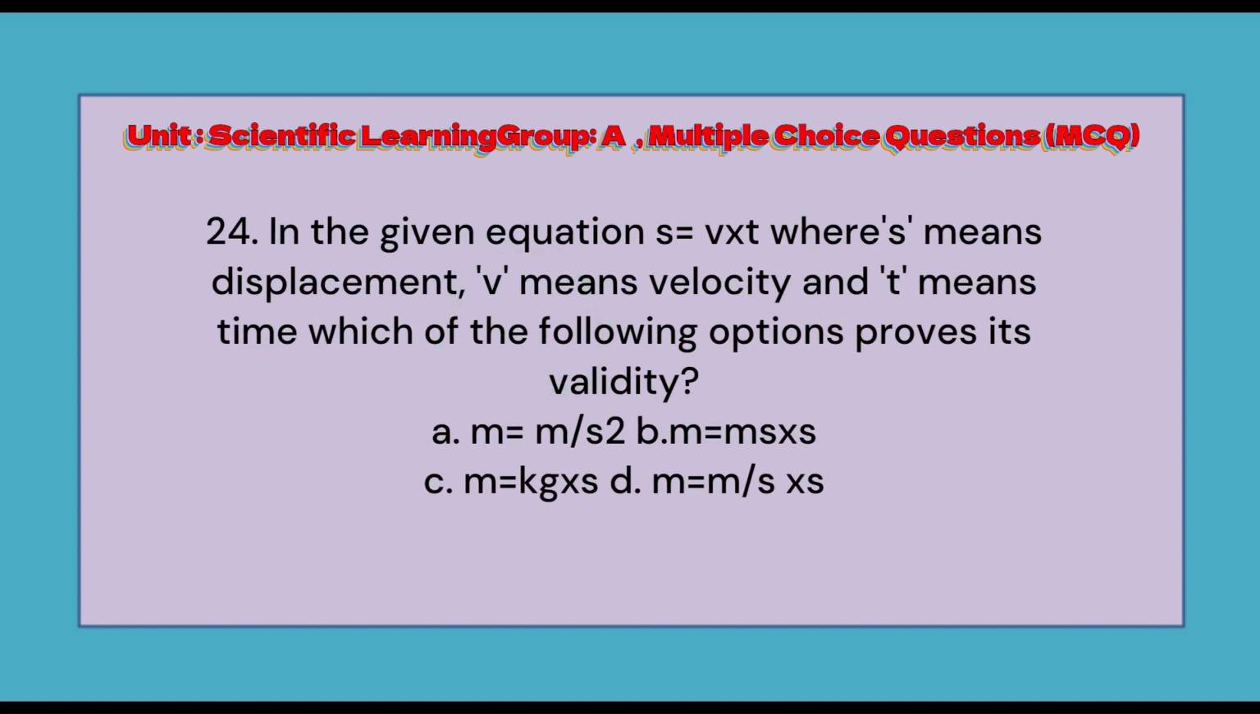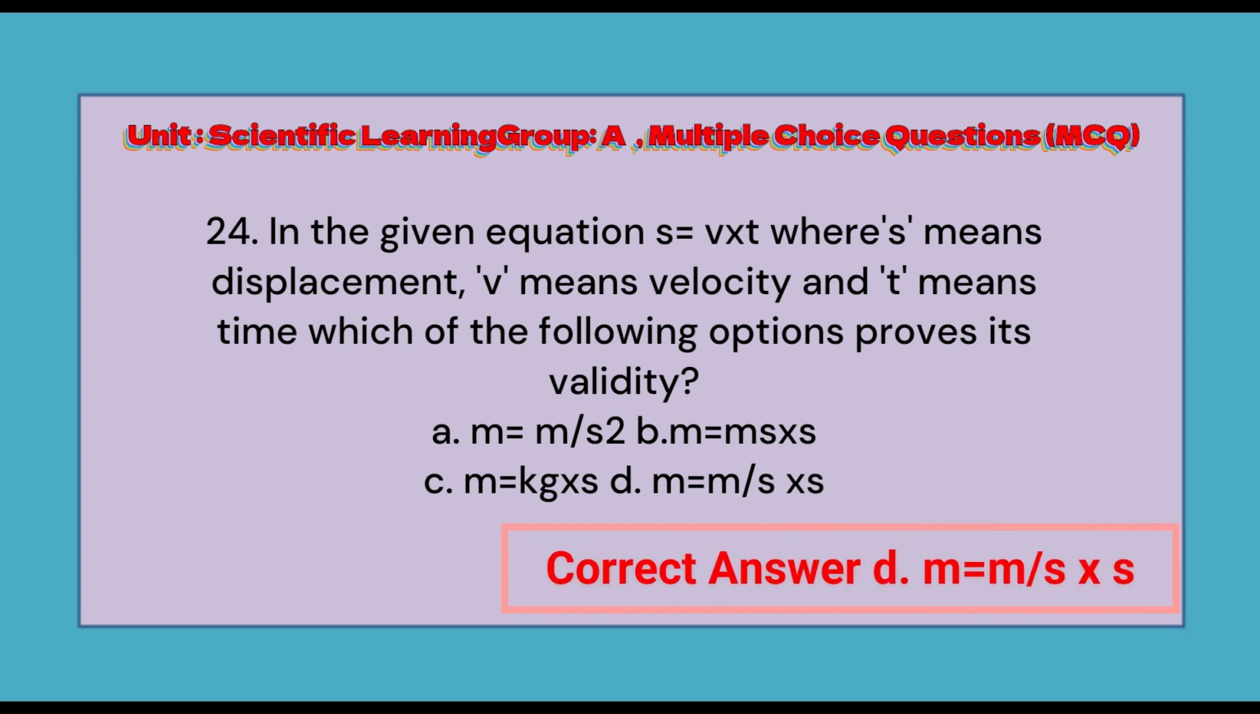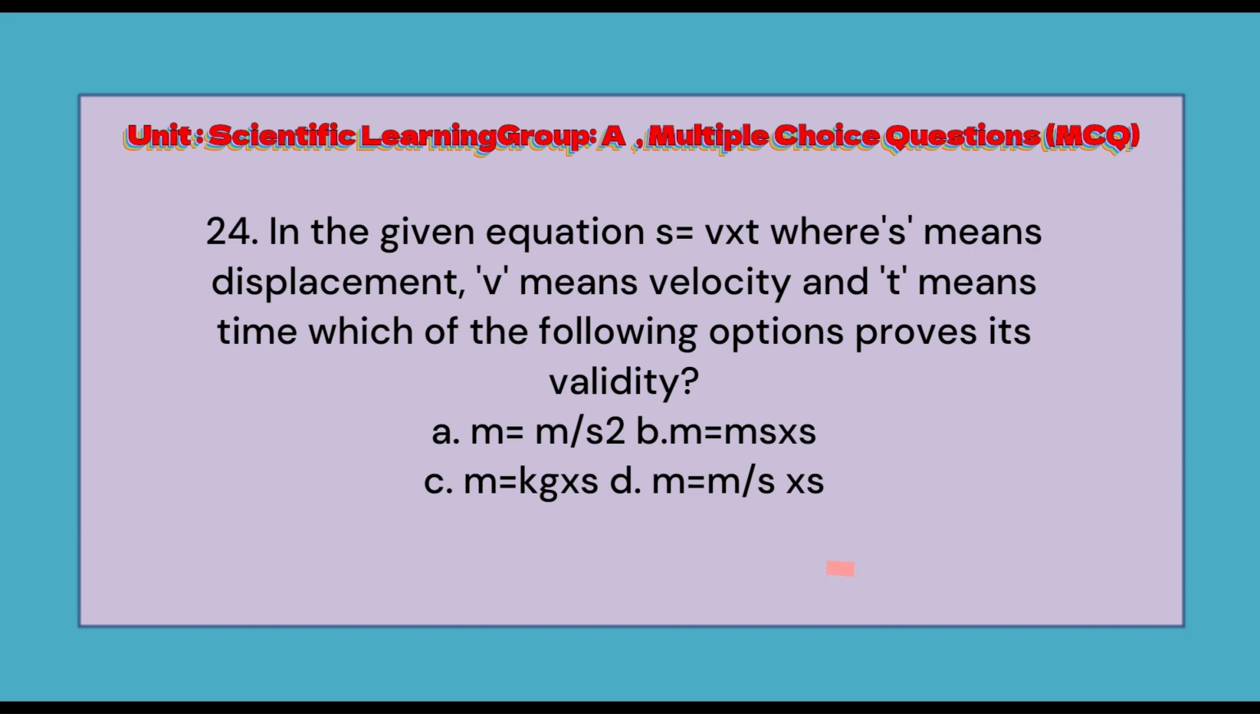24. In the given equation S equals Vt, where S means displacement, V means velocity and t means time, which of the following options proves its validity? A. Meter is equal to meter per second square. B. Meter is equal to meter second times second. C. Meter is equal to kilogram times second. D. Meter is equal to meter per second times second. Correct answer. D. Meter is equal to meter per second times second.